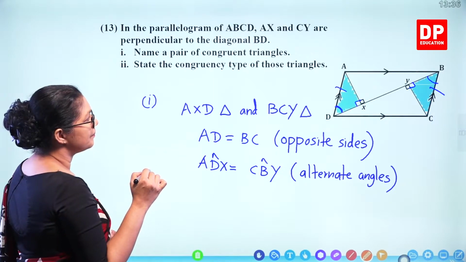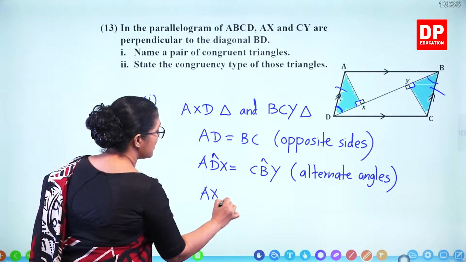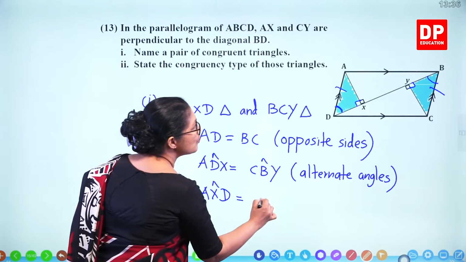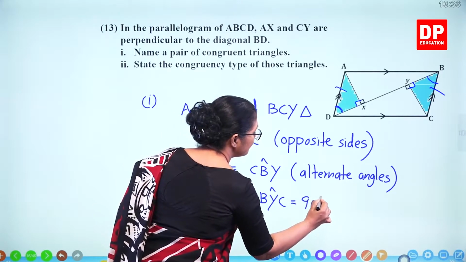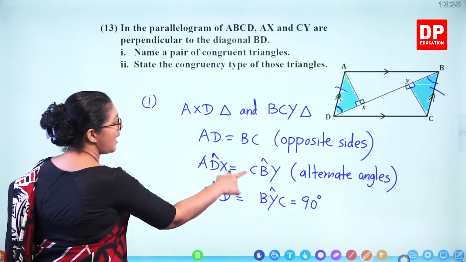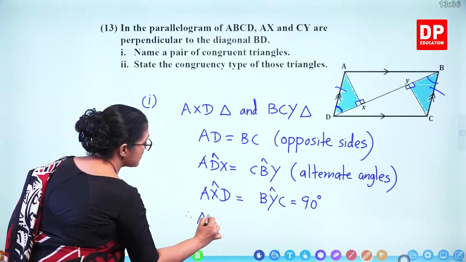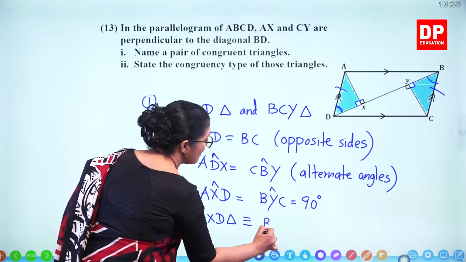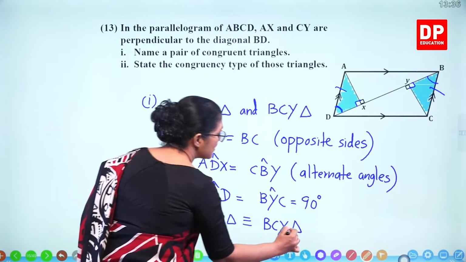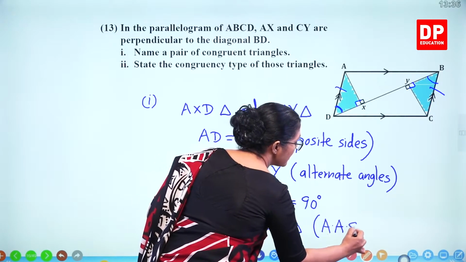What else? 90 degree angle. Angle AXD is equal to angle BYC. That's 90, that's given. So, angle, side. So you can say triangle AXD is congruent to triangle BCY. What's the reason? Angle, side.